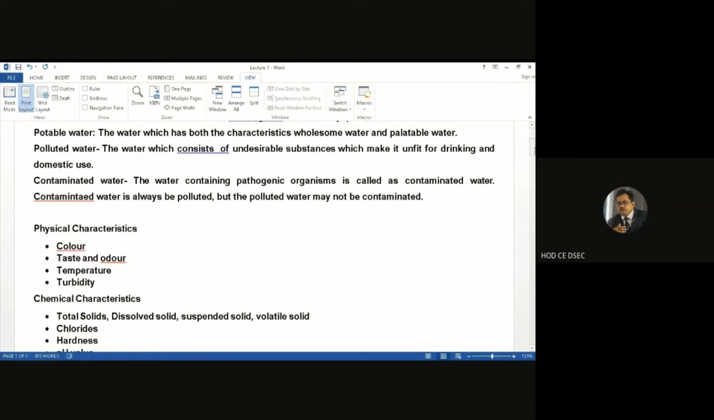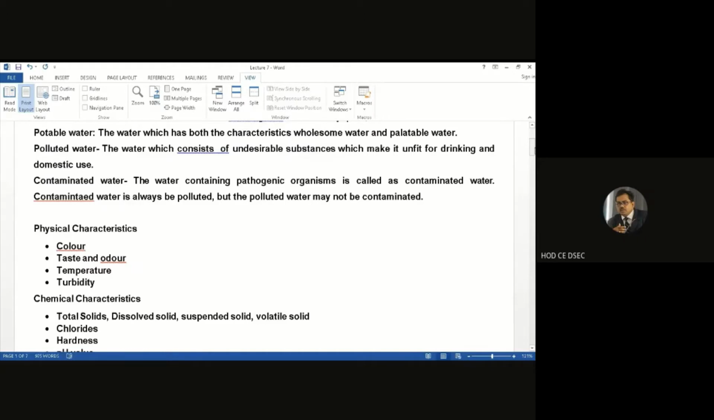First of all, let me just highlight what the parameters are under the physical characteristics. Color, as we see physically, so obviously it's a physical characteristic. Taste and odor, odor meaning smell, so it is also by physical observation. So we are sensing the quality of the water, which will be accepted or rejected for drinking purposes. So taste and odor are also physical characteristics vis-a-vis physical parameters of the water.